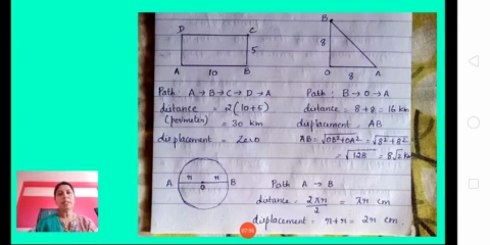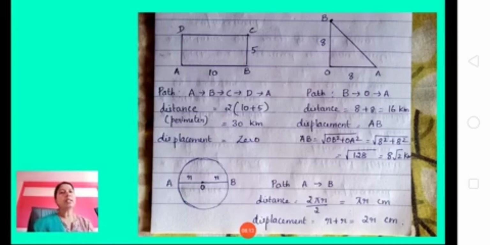But what about the displacement? We have already defined displacement as the shortest distance between the initial and the final position. So the object started moving from A and it is finally now at A. So the displacement will be 0.